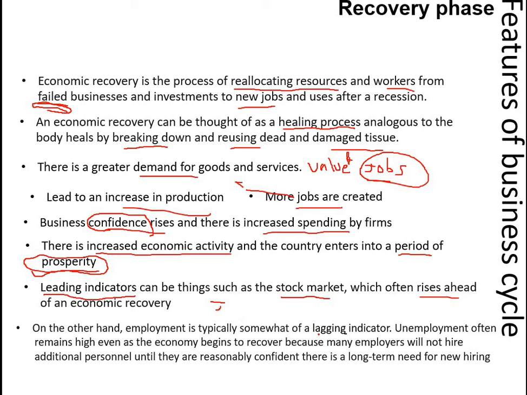Employment is typically what we call a lagging indicator. When we talk about a lagging indicator, we're talking about indicators that do not change direction until after the business cycle has changed its own direction. Like basically the unemployment rate. The unemployment rate is an example of a lagging indicator. So unemployment often remains high even as the economy begins to recover.